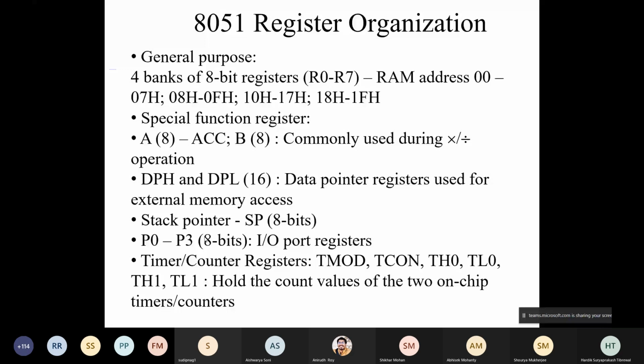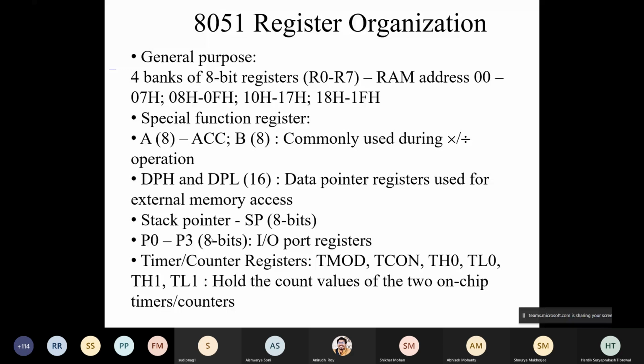Now, for the ports, all those 32 lines for the input-output ports, port 0 to port 3, each of them are 8 bits. So there are different registers. Those registers are also considered something similar to RAM. So there is no difference as such between writing to an internal RAM location and writing into the port lines or data pointer lines and so on. So through programming, those points or concepts will be much clearer.